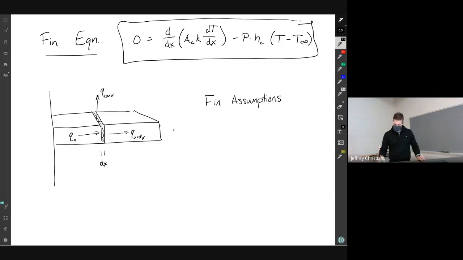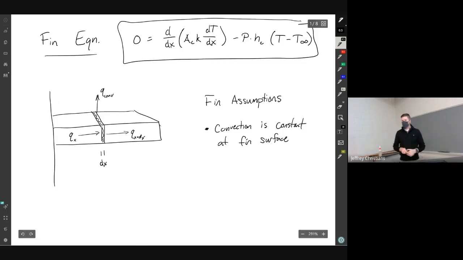The first assumption is that convection is constant at the fin surface. Right, we're saying that the convection coefficient is just a number, and it's that number, and it's the same everywhere.